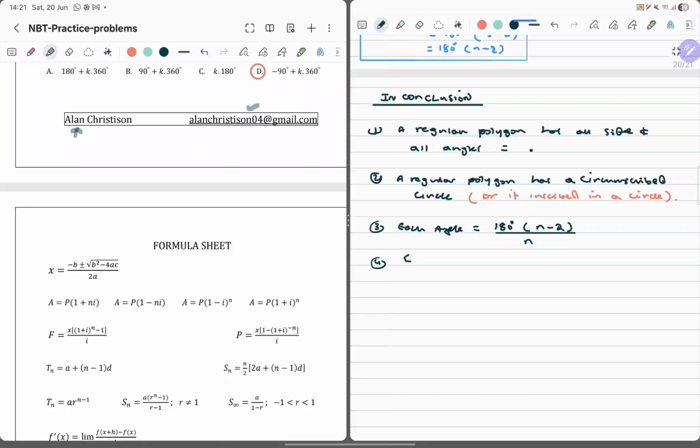Number 4, the sum of all angles is equal to 180 degrees multiplied by n minus 2. So you take the number of the sides, you subtract 2, you multiply by 180, it gives us that. So this means, guys, any given regular polygon, you can use this knowledge. So I wanted to help you guys find things out.